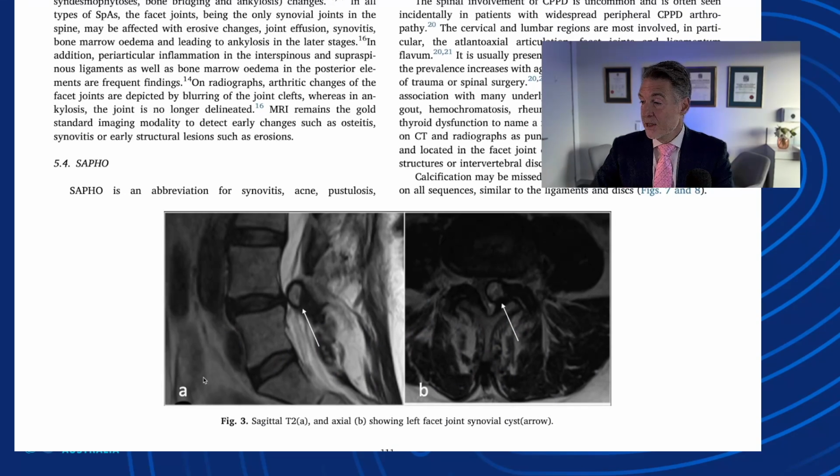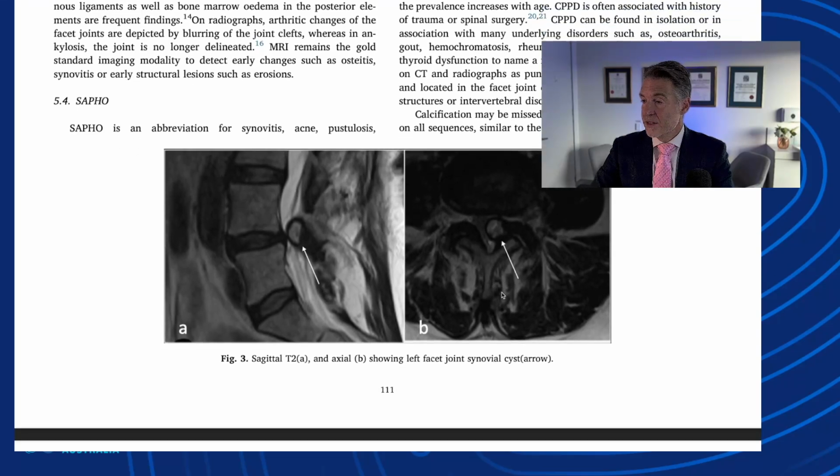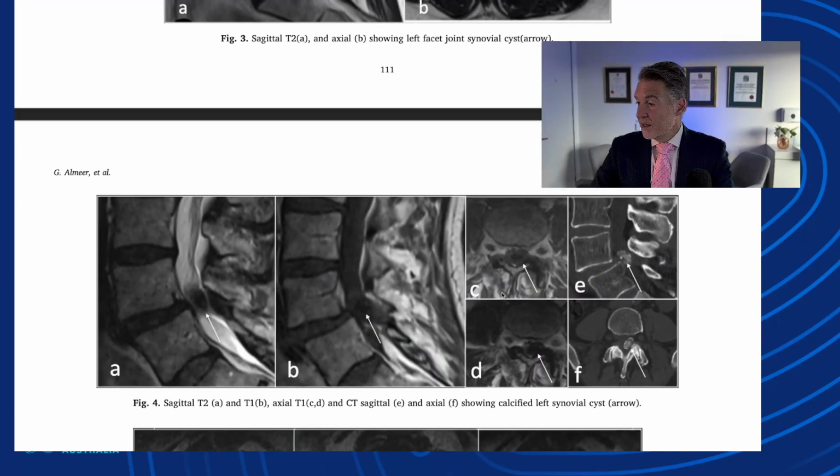facet-mediated pain. This is a scan with a big lump over there, and you can see that lump again on the facet joint, and this is a cyst of a facet joint. What does this show? Again, this shows a cyst. You can see this big area protruding into the spinal cavity. And if you have a look at it on some of the CT scans on the right-hand side, it looks like it's calcified.